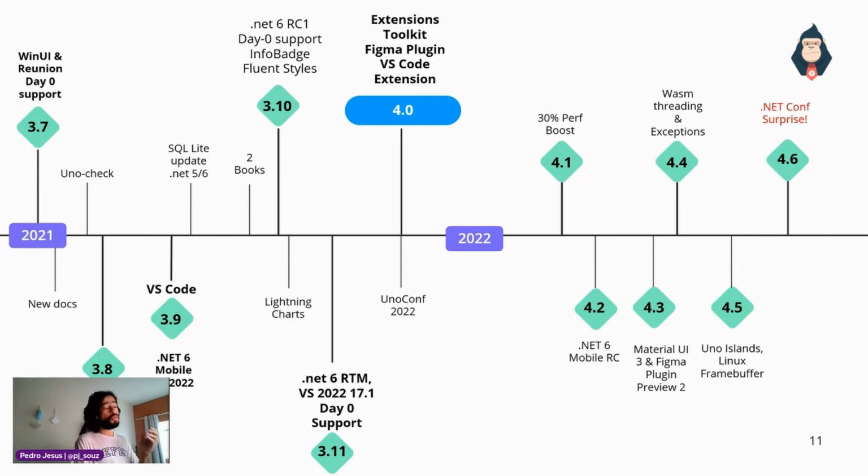And we have version 4.0 and the UnoConf this year with the extensions, the toolkit, which we'll talk about later today, the Figma plugin, and the VS Code extension. And still this year, version 4.1 is all about performance. We have a 30% boost of performance. And we also have Uno Islands and Linux frame buffer support as well. And at version 4.6, we have the .NET Conf prize that is already there. So if you didn't catch .NET Conf, go there. There's a talk by Jerome about what we made for WASM in .NET 7. There are more performance improvements, and also amazing threading things. So go and check that out after this event.